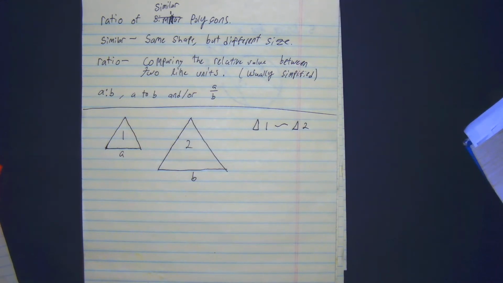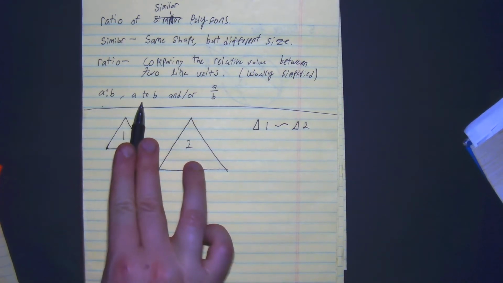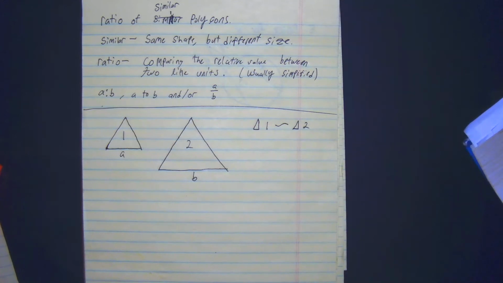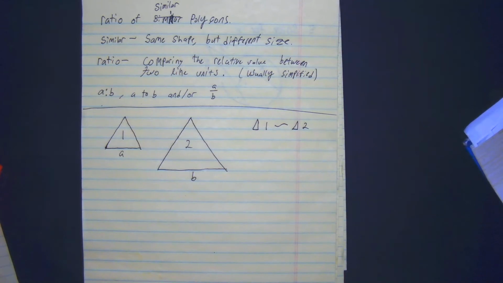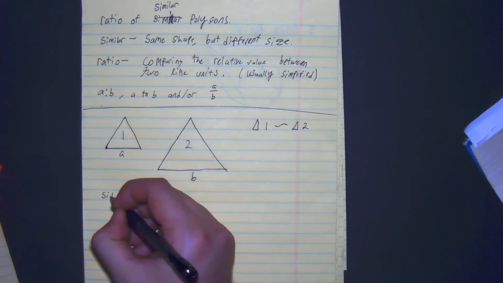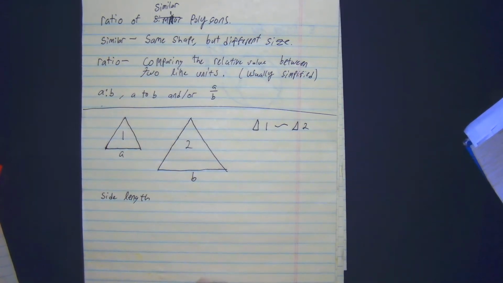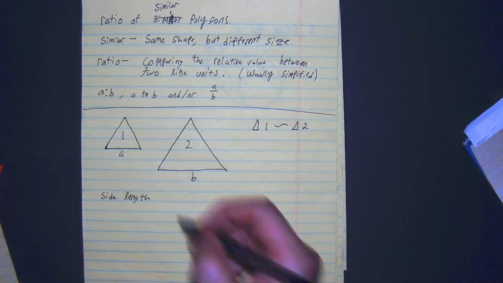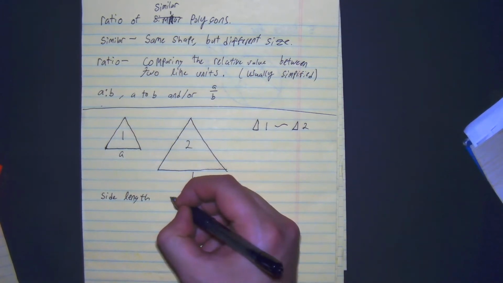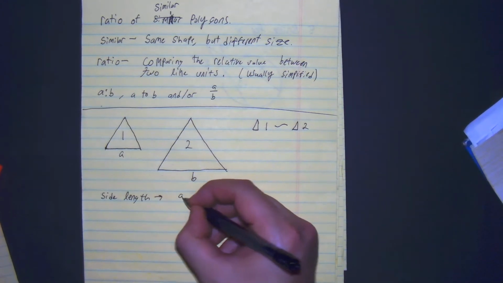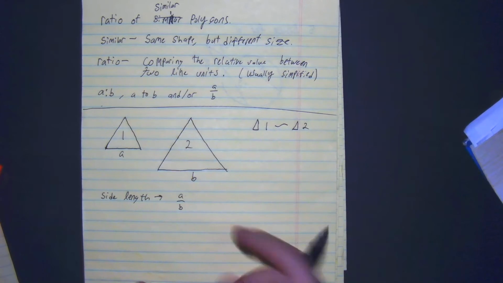So what can we do? We can write it as A to B, or A over B. There are two different ways we're going to be doing it in this section. What we first have is side length. We're comparing the side lengths between them. Since they are similar polygons, similar triangles, we can compare it like this. The side length ratio would be A over B.